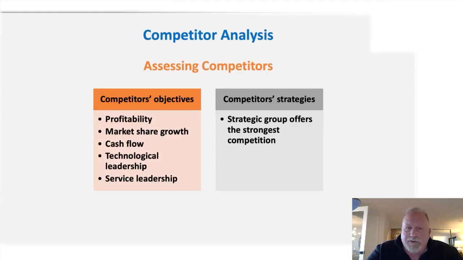So when we assess competitors' objectives, we want to look at their profitability, what their market share growth is, and cash flow, meaning how much cash on hand they might have as well. What's their technological leadership? Do they have some sort of technological asset that others don't have? And do they have service leadership? That means, are they a leader in the service sector in their particular aspect? Do they have something that they provide that others don't provide from a service perspective that makes them unique or differentiates them? And then for competitor strategies, we look at which strategic group offers the strongest competitive advantage.